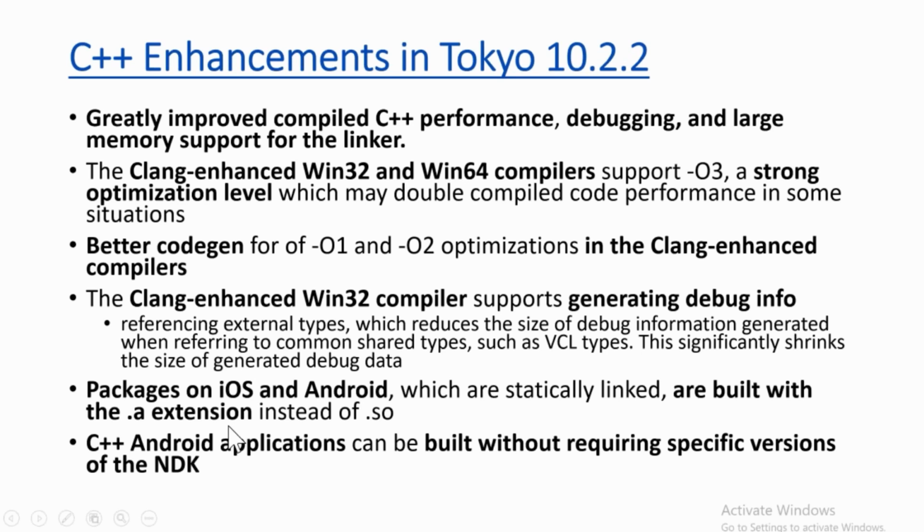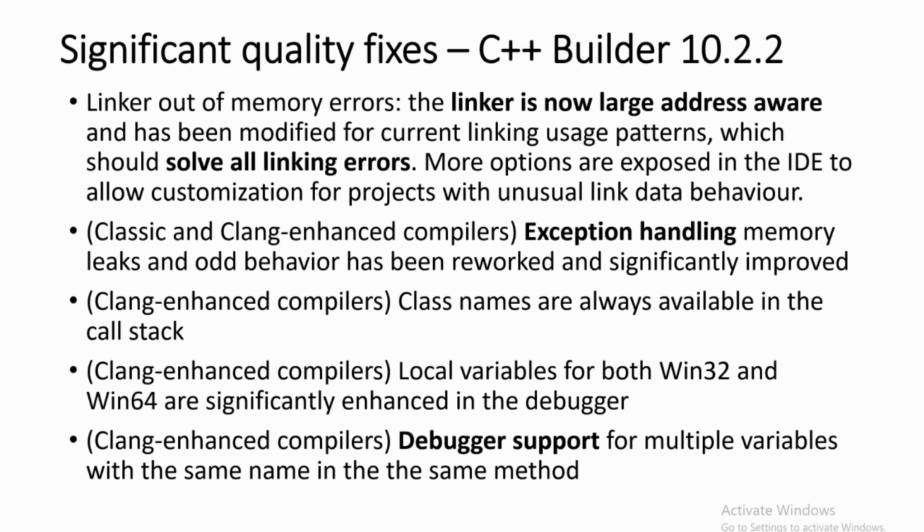And for mobile multi-device support, packages for iOS and Android are now built with the .a extension instead of the shared object extension that it used to build before. And if you're creating any multi-device Android applications inside of C++ Builder, they can now be built without requiring a specific version of the NDK. And then in addition, many quality fixes for exception handling and for debugging were added to C++ Builder 10.2.2.